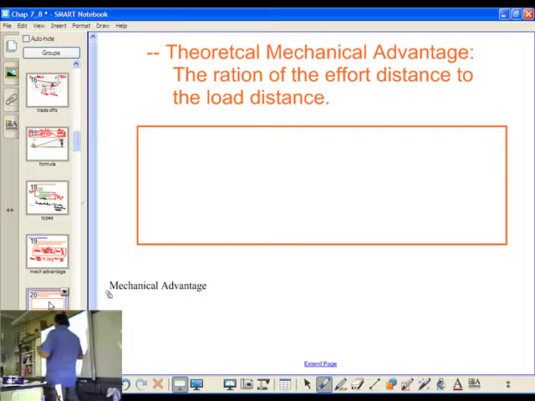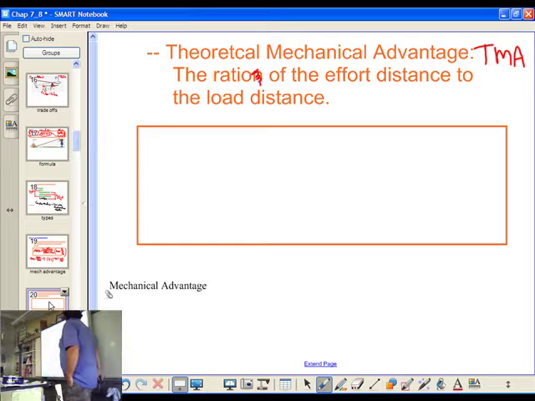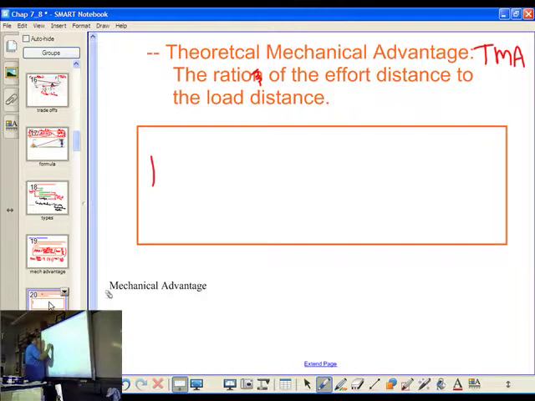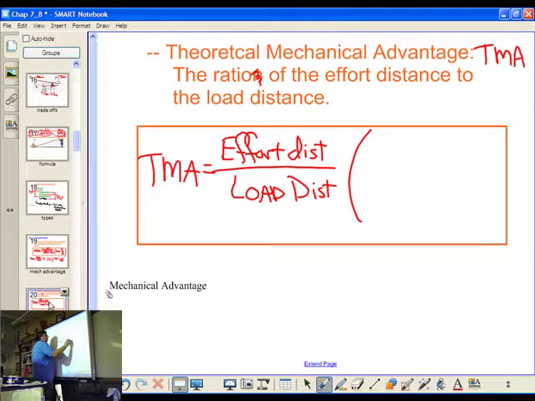Well, this is what I actually get out. What should I get out? That's what we call the theoretical mechanical advantage, or TMA. This is the ratio of the effort distance to the load distance. So our TMA is the effort distance over the load distance.